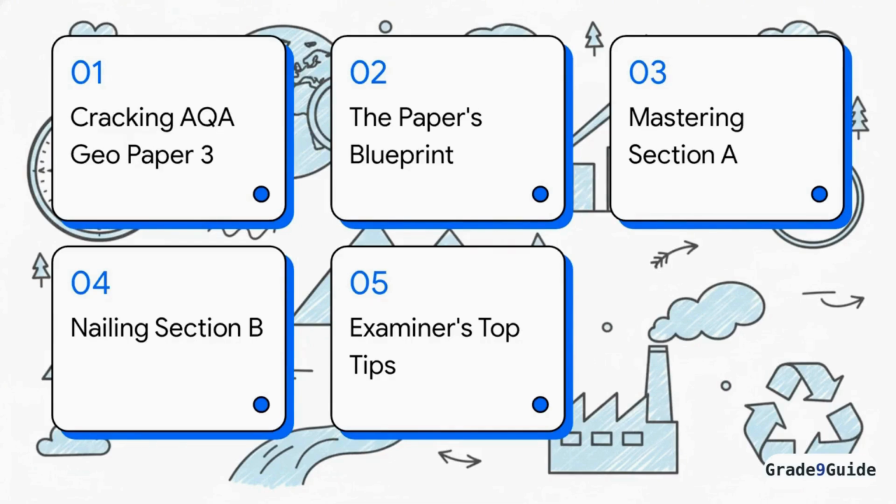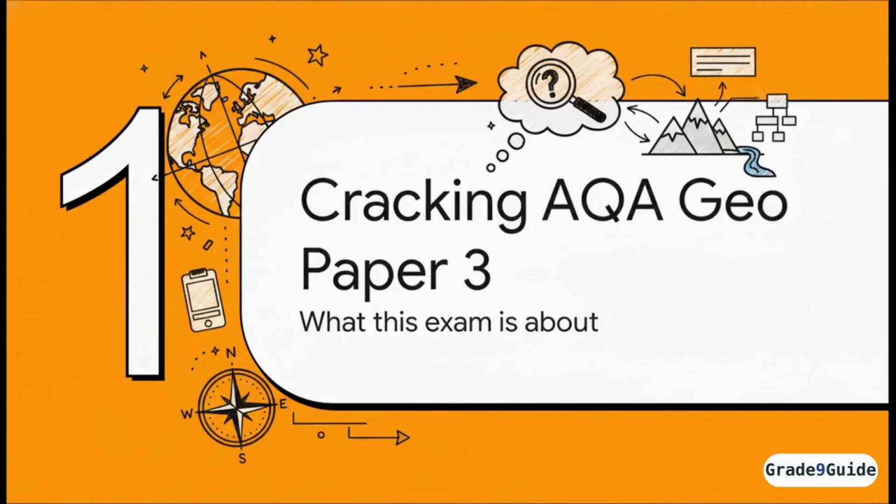Okay, so here's our plan. First, we'll crack what Paper 3 is really all about. Then, we'll look at the blueprint of the paper itself. After that, we'll do a deep dive into Section A, that's the issue evaluation, and then Section B on fieldwork. And we'll wrap it all up with the examiner's absolute top tips. Sound good? All right, Section 1, cracking Paper 3.